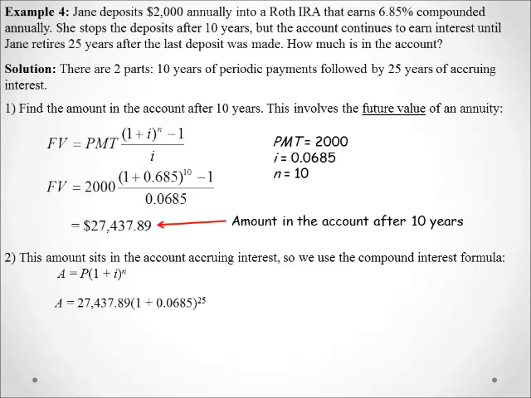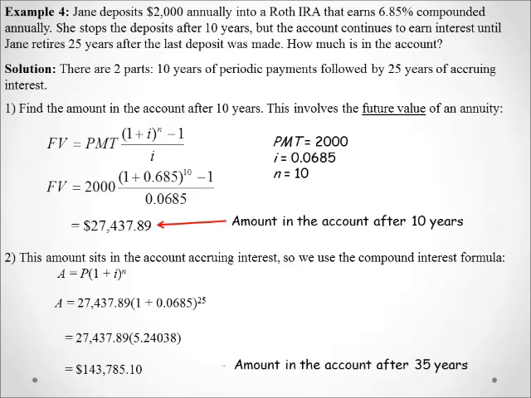So the amount, we just plug in the values. The principal is how much we started with, $27,437.89, times 1 plus 0.0685, to the 25th power, because we're doing 25 years. So we do some of the calculation. So after a total of 35 years, this is how much is in the account, $143,785.10. That's it.